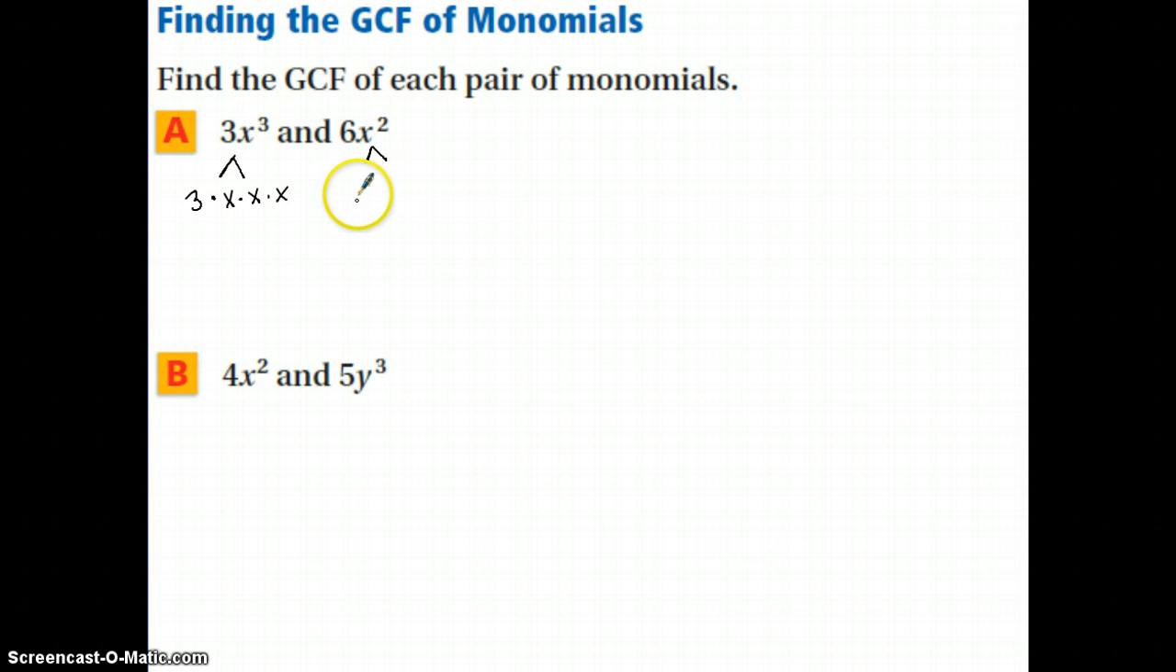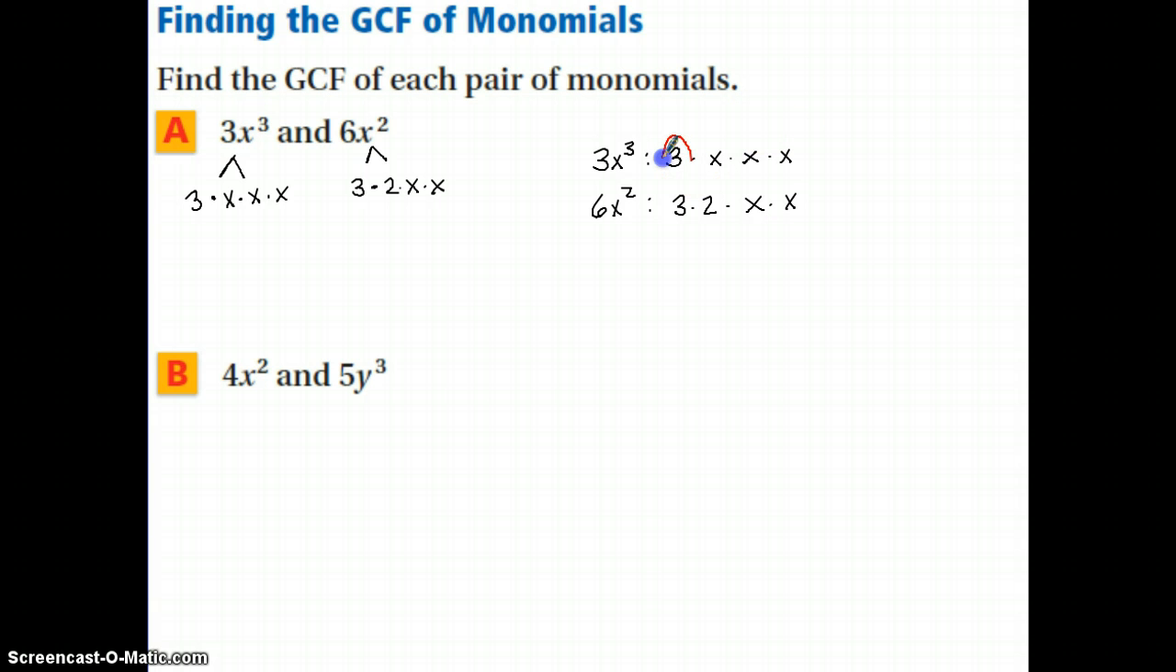6 times x squared. Well, the 6 can be broken down into 3 times 2, and the x squared can be broken down into x times x. So my 3x to the third, I can write as 3 times x times x times x, while my 6x squared can be written as 3 times 2 times x times x.